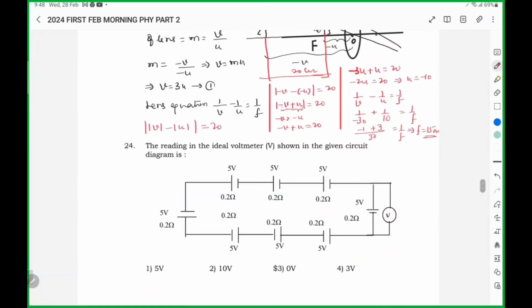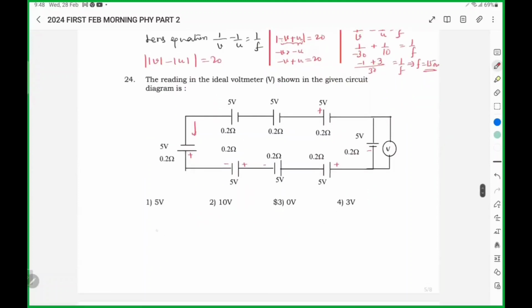Here, in all the cells, the positive terminal of a cell is connected to the negative. All are connected like this, so all cells are connected in series. So the net EMF will be, how many cells? 1, 2, 3, 4, a total of 8 cells are there. 8 into 5, 40 volts.